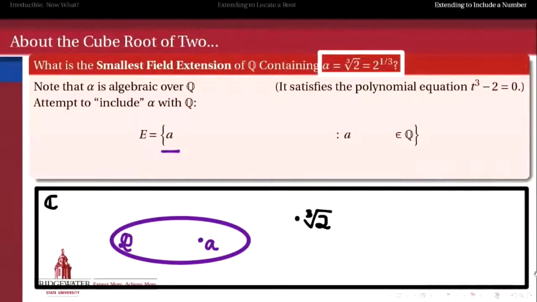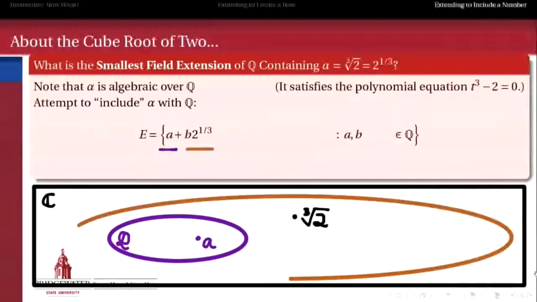So how about that cube root of 2? How do I find the smallest field extension of the rationals that contains that cube root of 2? Well, let's start by building it up. So we have the rationals, and we can describe the rationals as the set of all a's such that a is a rational number. It's not very interesting. So let's take this number, cube root of 2, and let's try throwing it in with alpha. Now, what do I mean by that?